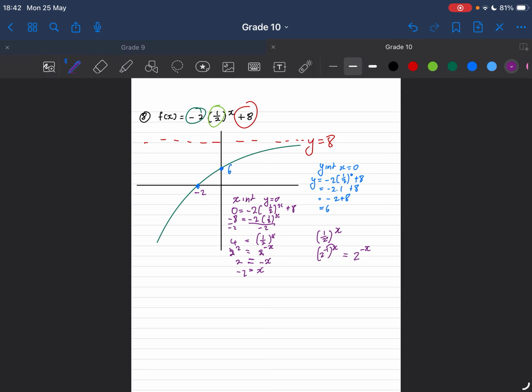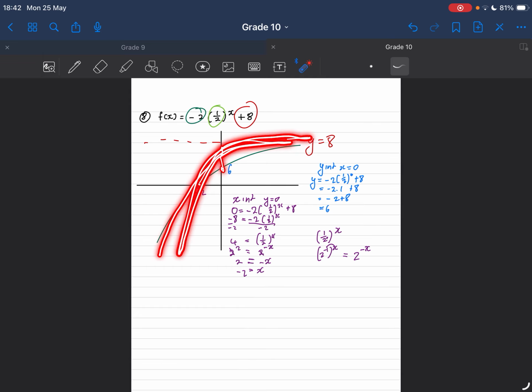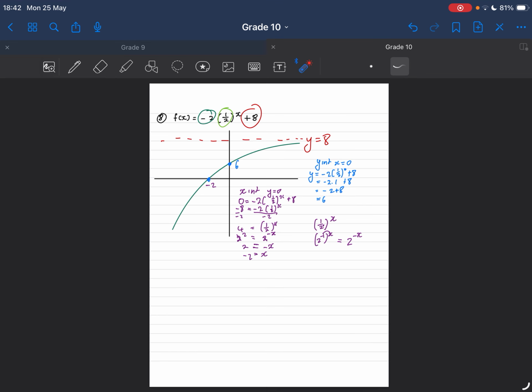So my diagram was actually pretty solid, except for this. This should have been a bit higher, I guess. Should have been something like that. But that's all right, as long as the idea more or less is that.